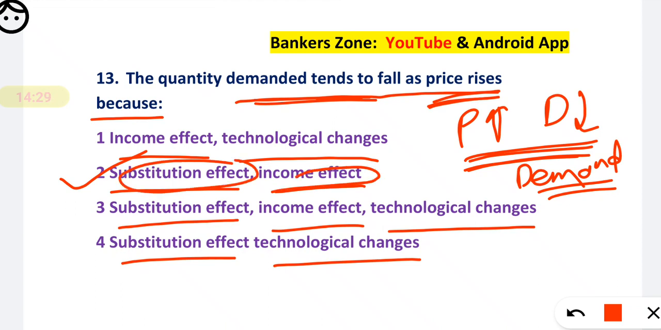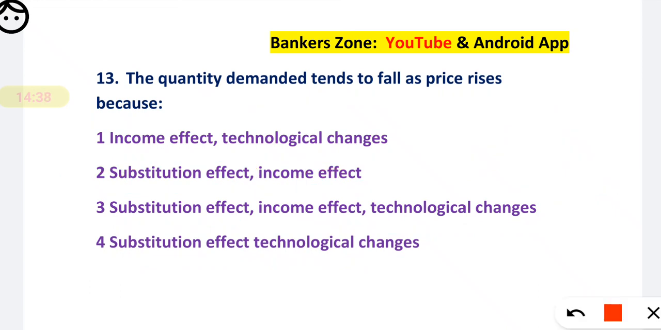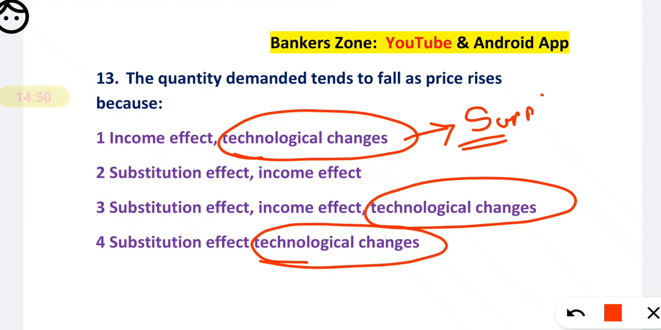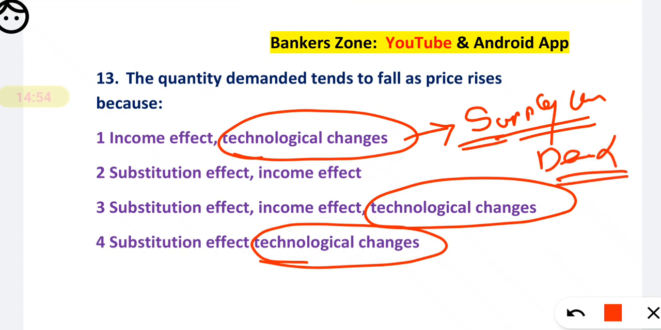We know that the law of demand does not depend on technological changes. See here, here is also technological changes, here is also technological changes, and the last option also has technological changes. Technological changes are only applicable for the supply curve, not for the demand. You have to remember that. In this way you can eliminate 3 options, so the remaining one is the second option.